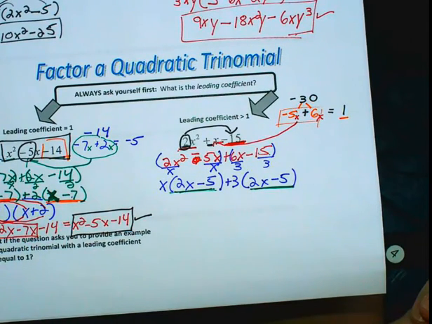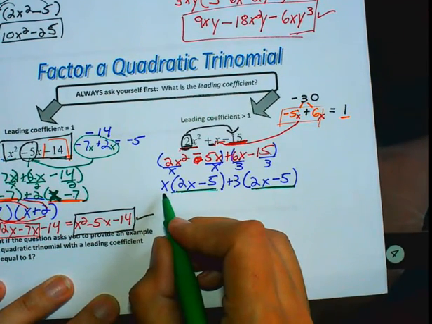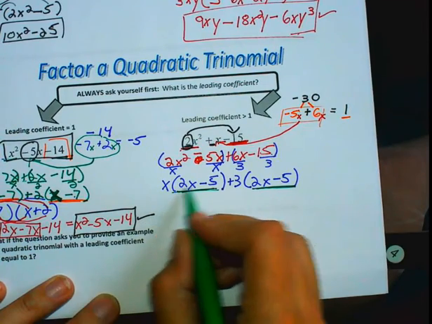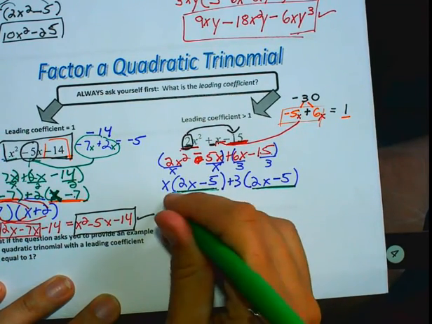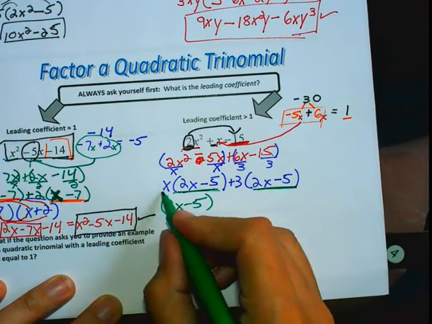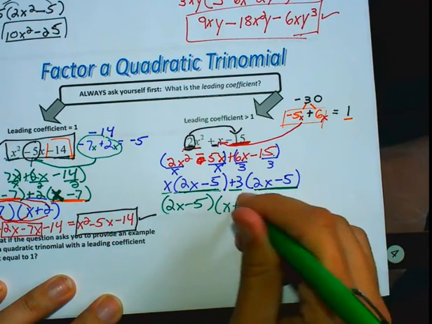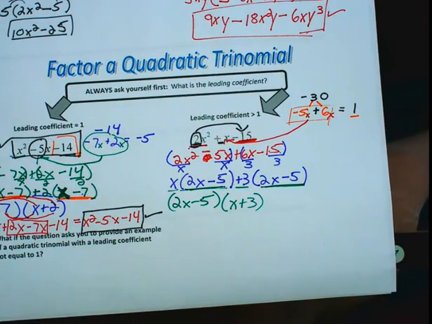Okay? Those two binomials should be the same in order for you to rewrite. If they're not, then you've done something wrong. Okay? So we have our terms that were the same, 2x minus 5, and then we have what's left on the outside, times x plus 3. So remember, we're looking for two factors here. All right, so those are our two factors.